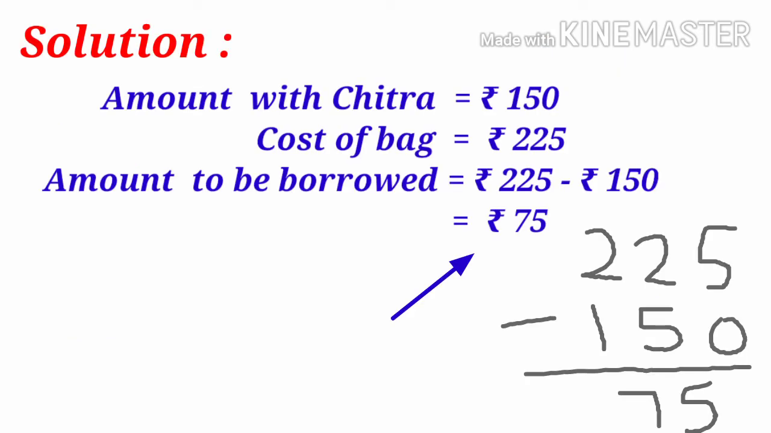Write down amount with Chitra is equal to 150. Cost of bag is equal to 225 rupees. Amount to be borrowed is equal to 225 minus 150. That is equal to 75.